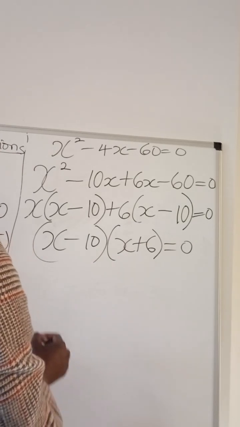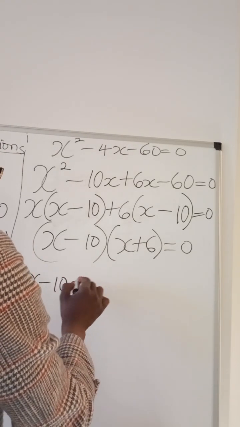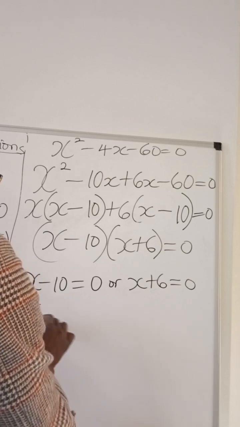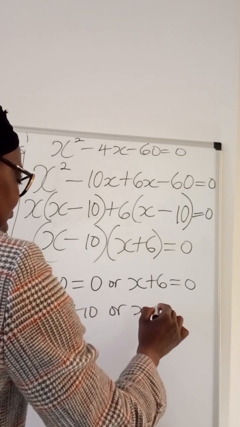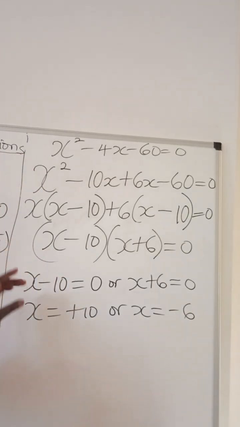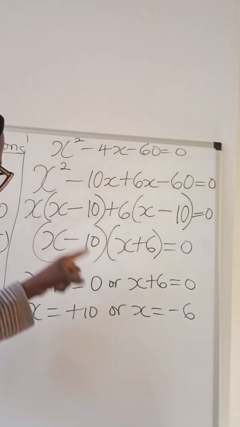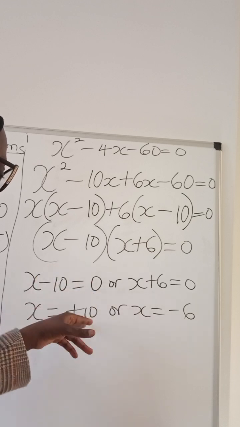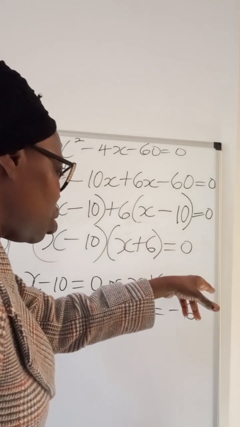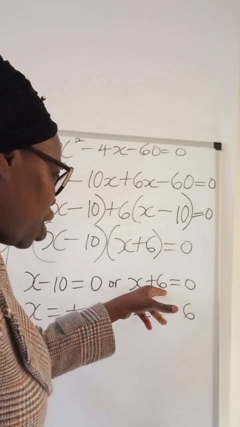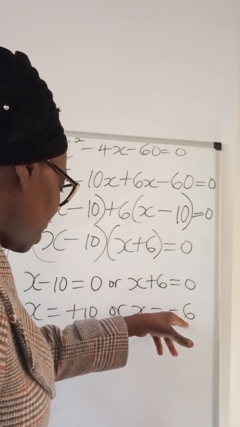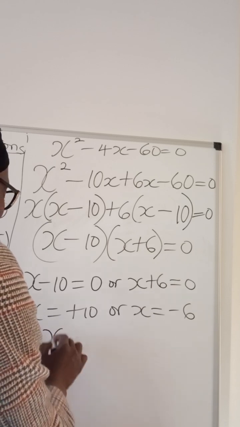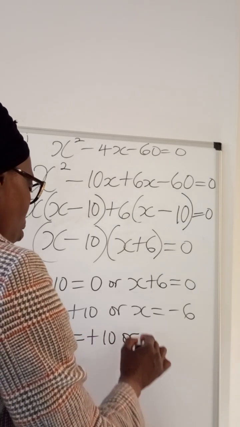Everything equals 0. So x minus 10, equating each bracket to 0, and x plus 6, x will be equal to plus 10, or x equals minus 6. Because when minus 10 changes position to this side, the sign changes. And so, instead of us having minus 10 again, it will be plus 10. And for plus 6, changing position to come outside here, the sign changes too. So plus 6 becomes minus 6. So for this quadratic equation, the values of x are x equal to plus 10 or minus 6.